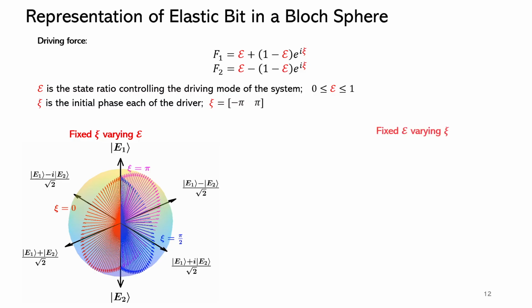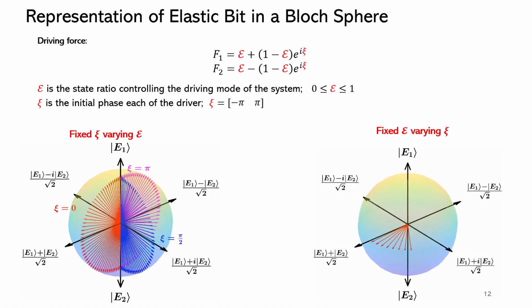And in another case we can change our azimuthal angle, where we are fixing the state ratio and varying the initial phase. So in this case we are fixing the state ratio to 0.5 and varying the initial phase z from minus pi to plus pi.